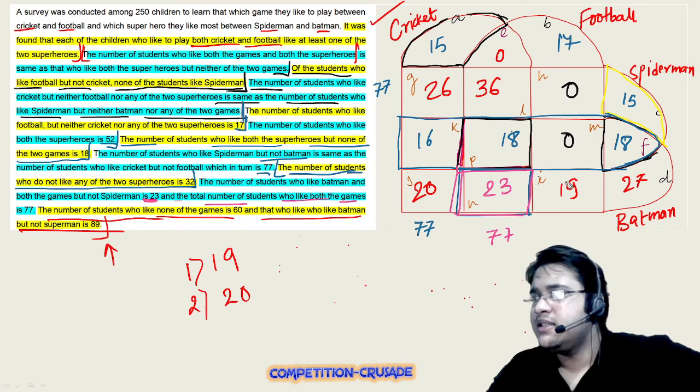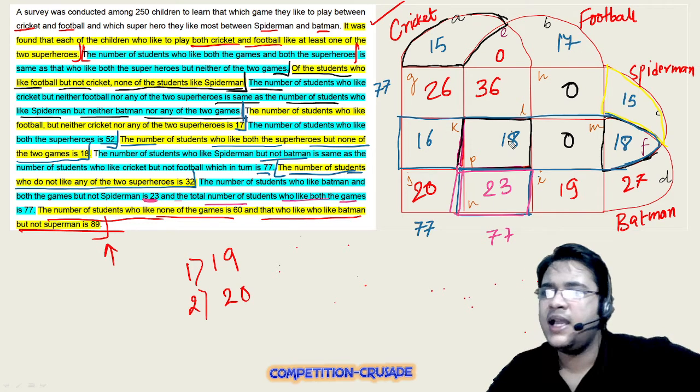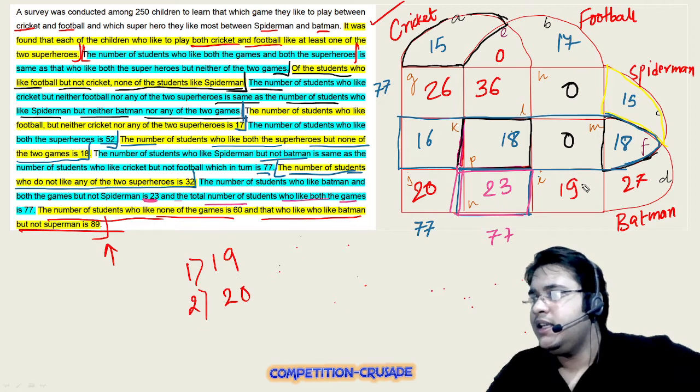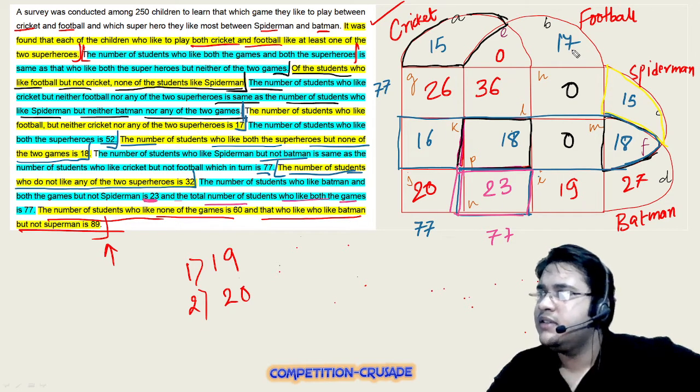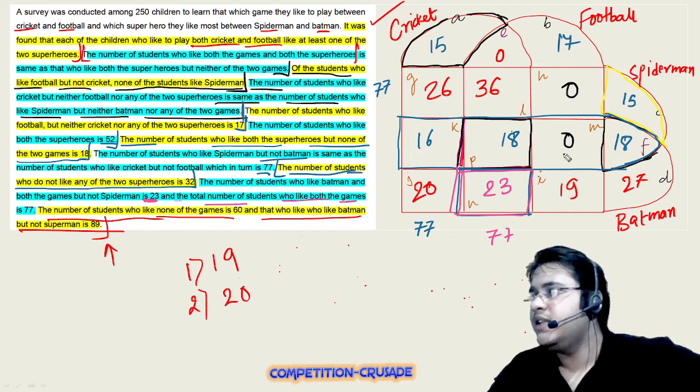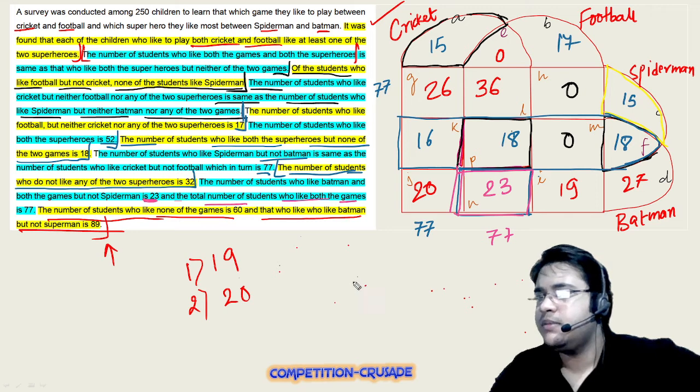Actually, if you see, this is the entire football, the people that like football but not cricket. Cricket cannot come in it at all. So 20, 27, 27 plus 9. 27 plus 9 is 36.